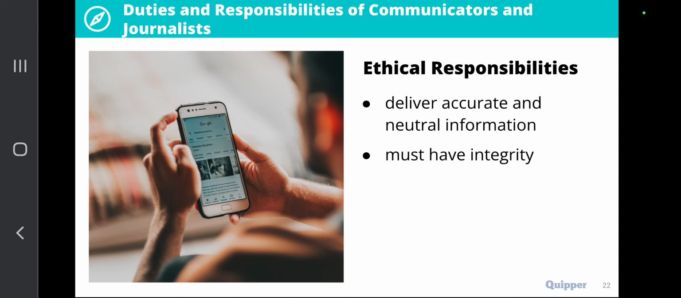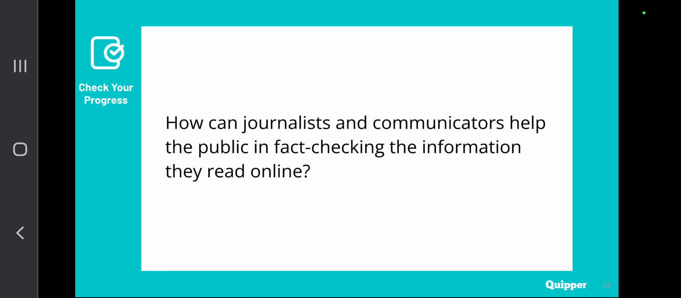Class, I have a question. How can journalists and communicators help the public in fact-checking the information that they read online? Again, how do journalists and communicators help the public in fact-checking the information they read online? It's our responsibility, but it does not mean that we need to tell and dictate people, you need to check your facts, and ultimately, ulawan na noon ang tao, di po pwedeng hunana.